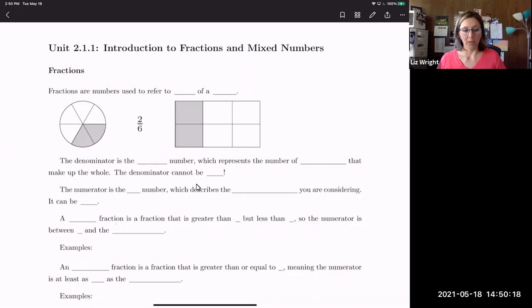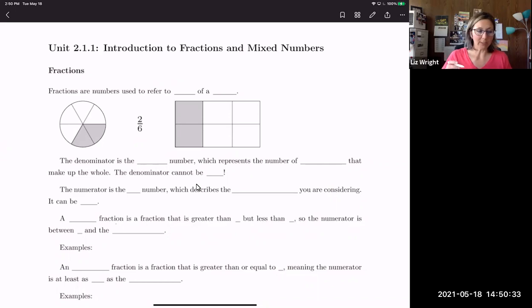All right, here we go. We are going to start here, fractions. And again, you should already have this printed out. This was the notes packet that's posted on Moodle. You can get it printed out, and then we're just going to fill in the blanks together here.